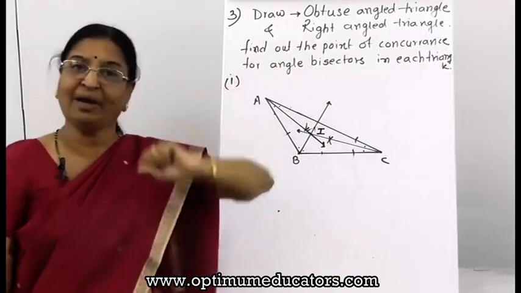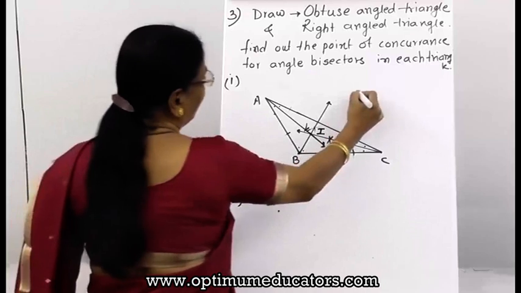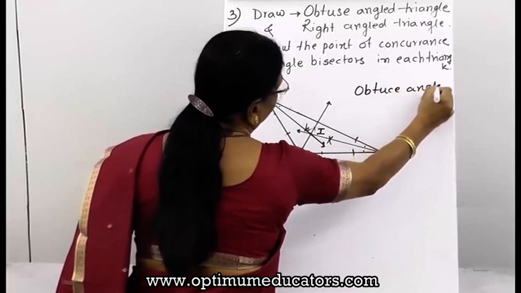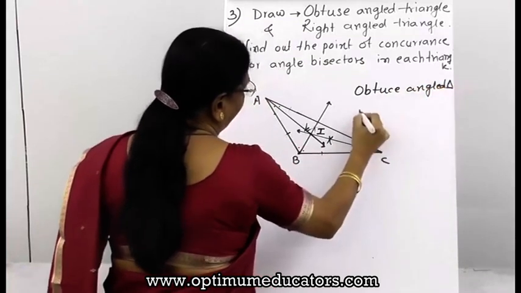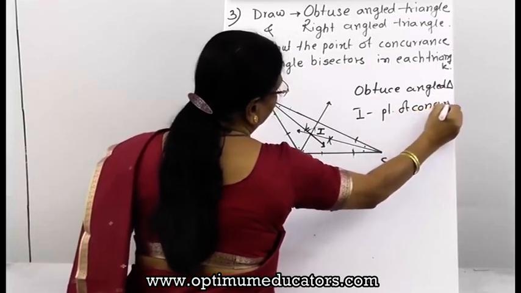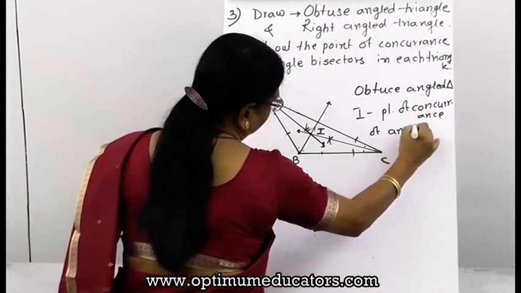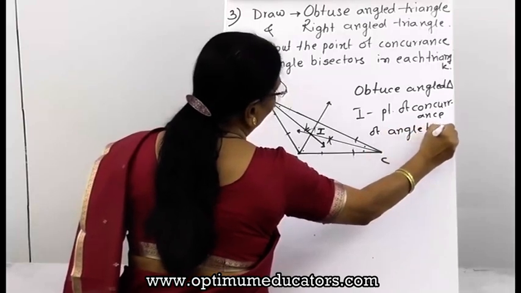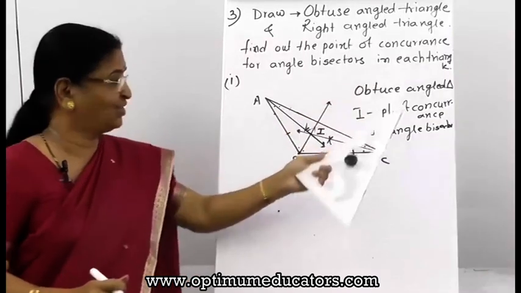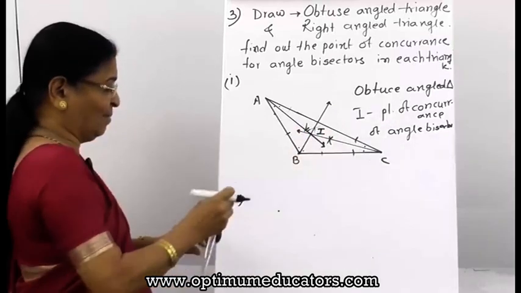The second one is about the right angle triangle. So here I have to draw the second one. So right here, this is the obtuse angle triangle, and I is the point of concurrence of angle bisectors. Because what they want, we will describe in our figure. They want to find out the point of concurrence. So we have marked it with I and say that the point of concurrence is of angle bisectors.